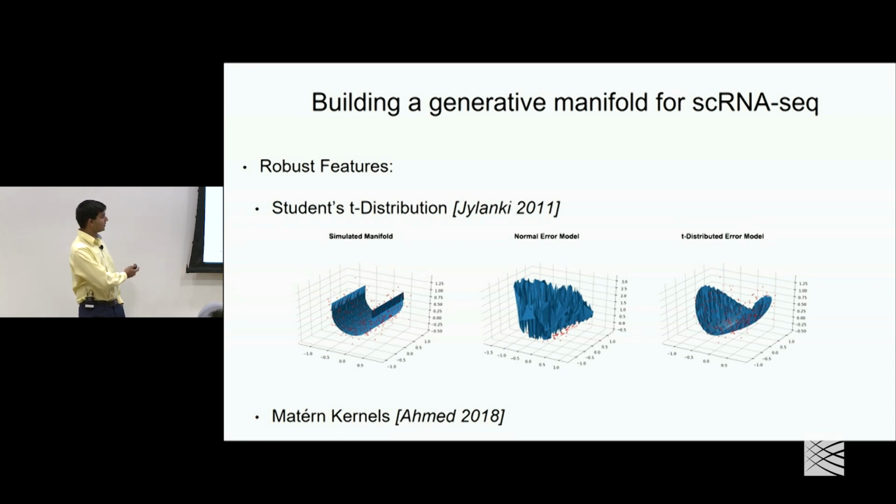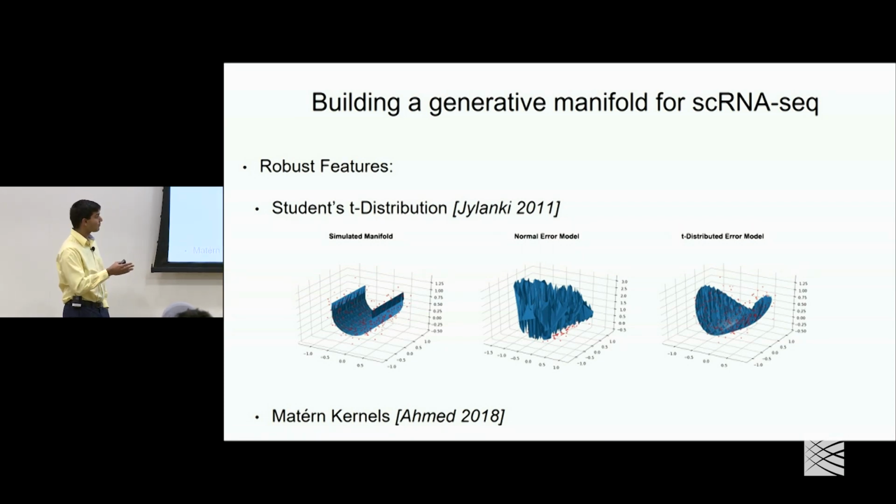Here you can see a figure where I have a true underlying manifold, we simulated this data, and we see these noisy red observations. If I use a normal error model to try to fit this manifold, it overfits and is really spiky towards the experimental data that we see. But if I use a t-distributed error model, it learns a much nicer and smoother manifold.